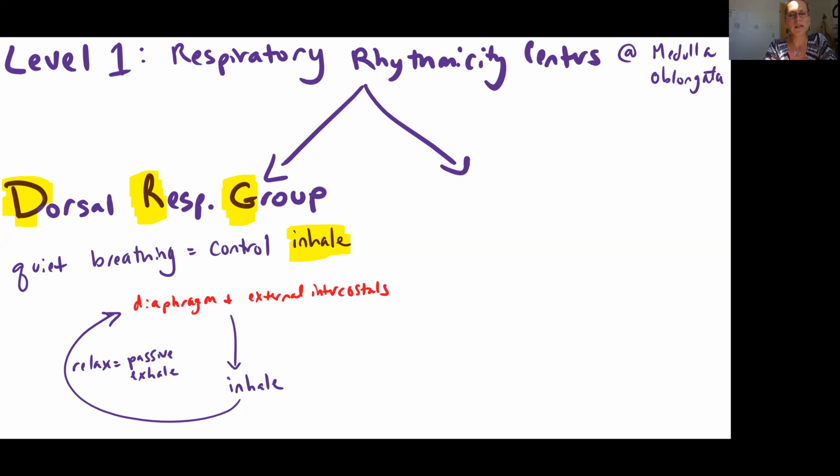You might use your D to help you remember. The DRG controls the diaphragm, which you should already know is part of our quiet inspiratory muscle, okay?